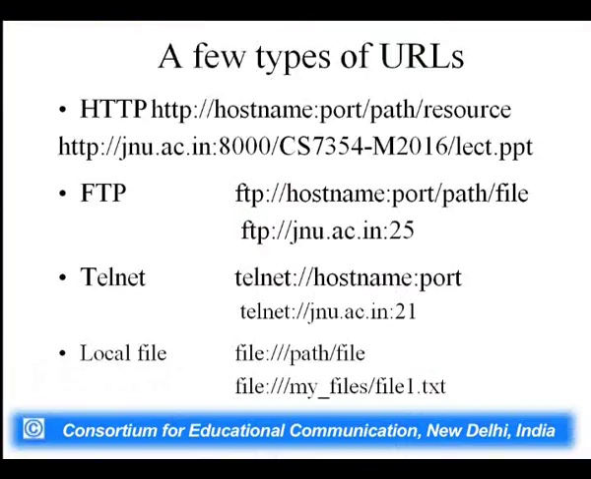And what does it mean? Now look at this. When you use a web browser, what do you use? You use HTTP. If you are using HTTP, you write http colon slash slash, then a host name, colon, port, slash path, slash resource. That is how your URL is. So if you look at this, I say http, then double slash, then jnu.ac.in, that is the host address of the JNU server. Then I am using a port number, dot 8000, maybe for something like secure HTTP.